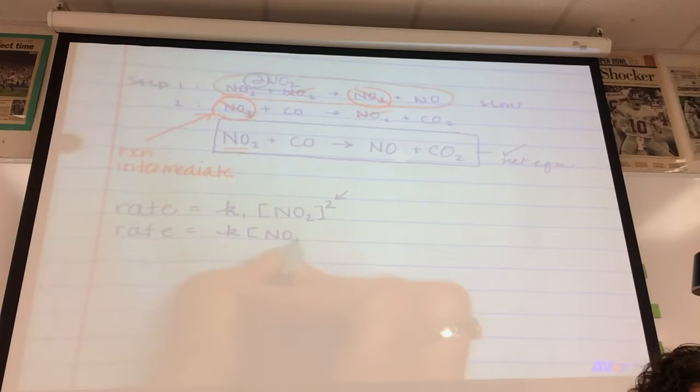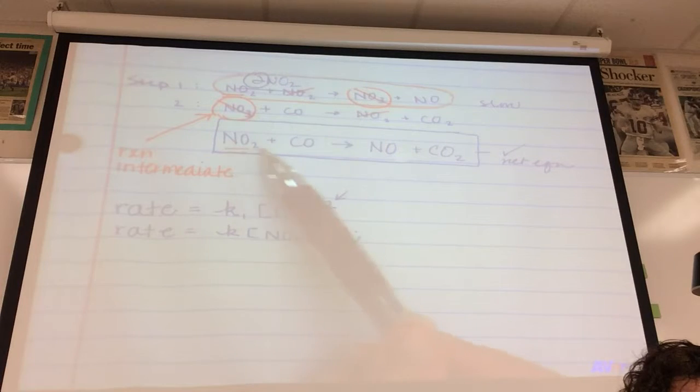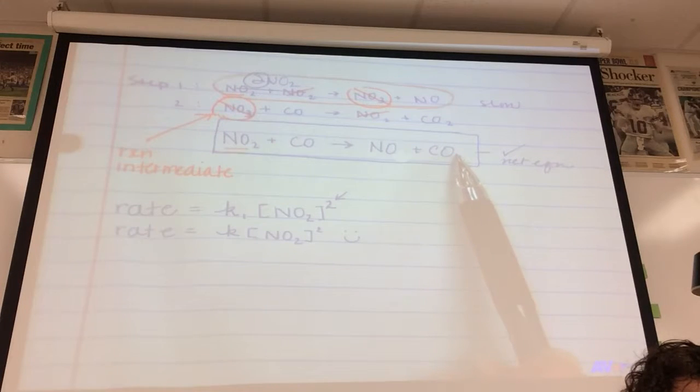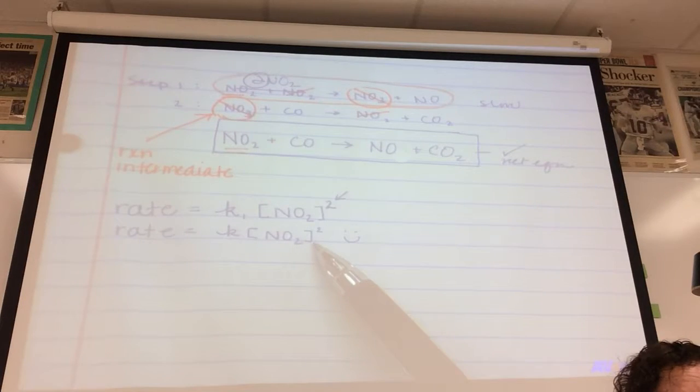And this is, in fact, the rate law they gave us. So the mechanism is plausible because the sum of the reactions is equal to the equation they gave us at the beginning, and the rate law is consistent with the slow step. It matches the rate law they gave us.